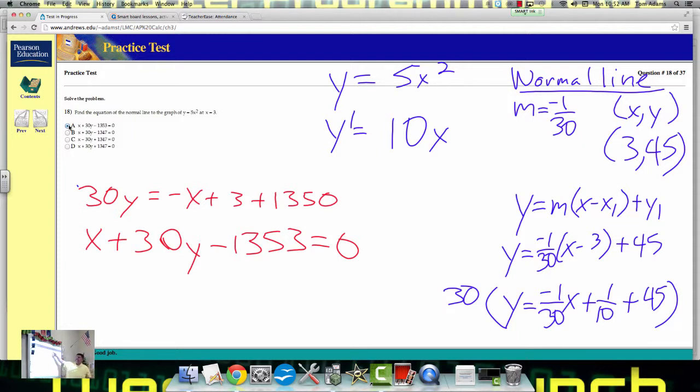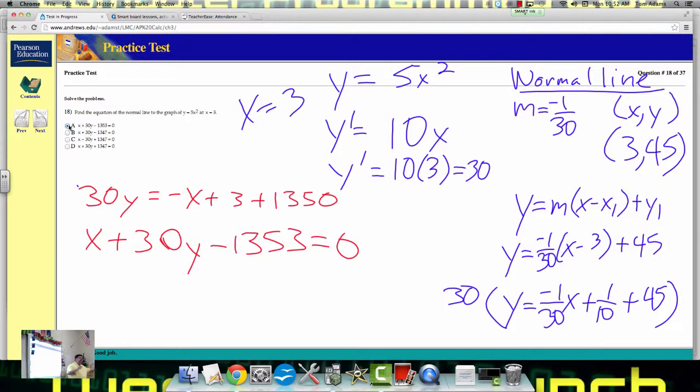All right, so to write the normal line, I need the slope. The slope of the normal line is the reciprocal of the tangent line slope. So I find the slope of the tangent line by taking the derivative. y prime equals 10x. But we're curious about what happens when x equals 3. So I want to know what y prime is when x equals 3. That means when x equals 3 on the original equation, the slope of the curve is 30.